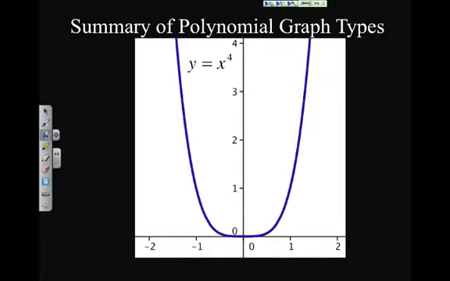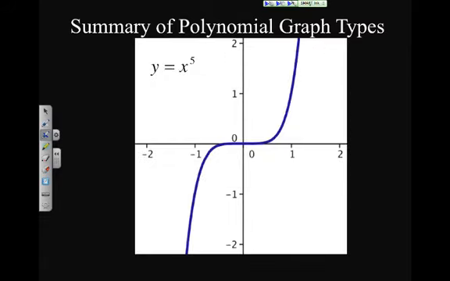Then we've got x to the fourth power, which again is similar to a parabola, but it's flattened down at the bottom. And x to the fifth power, and again, notice with these odd powered ones, it's going through negative 1, negative 1, and 1, 1 again. Also notice it's like the cubic, but it's flattened in the middle, just like the fourth power one was a flattened parabola.